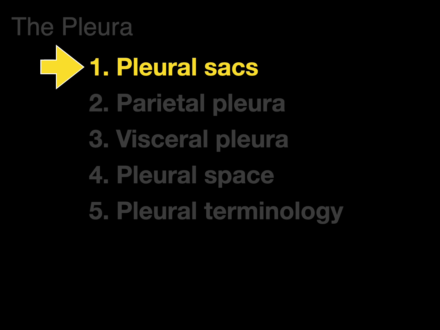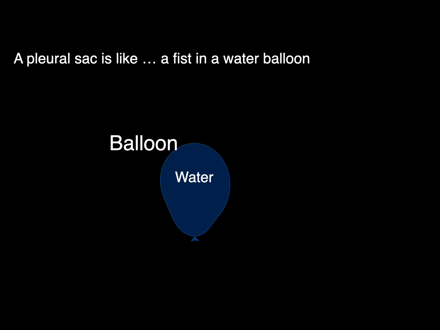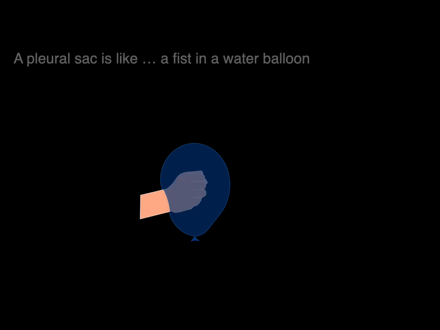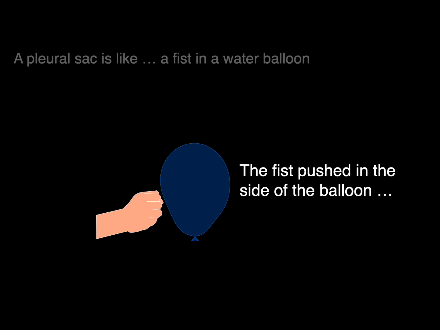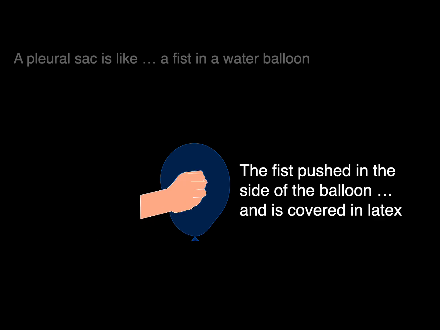So first question is, what are pleural sacs? Well, a pleural sac is like a fist in a water balloon. There's a balloon and it's filled with water and the outside is latex. And you take your fist and you do this. The fist is not in the balloon. The fist simply pushed in the side of the balloon and is covered in latex.